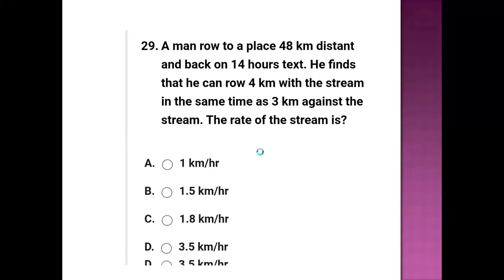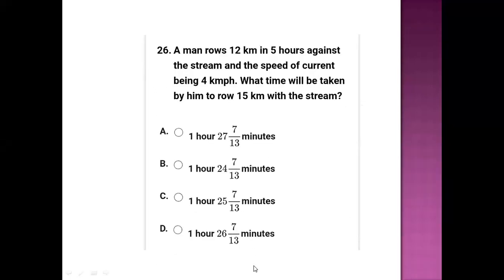Okay, so next problem we are moving. So what is the next problem? See here, a man can row 12 kilometer in 5 hours. Again, you have to draw here because this is for understanding. I'm drawing here. This is upstream and this is downstream. See here, a man can row 12 kilometer in 5 hours against the stream. What is against the stream? Against the stream is always towards upstream.